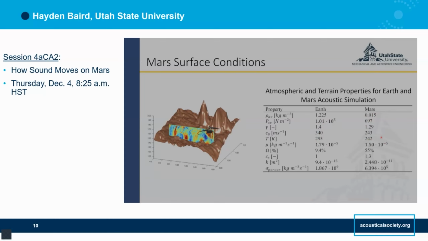The Martian terrain is also very different due to lower gravity and no tectonic activity. This creates different terrain properties that we implement into a high-fidelity acoustic simulation. With the environment details defined, what can we learn from simulation?